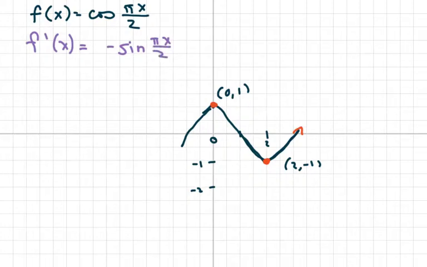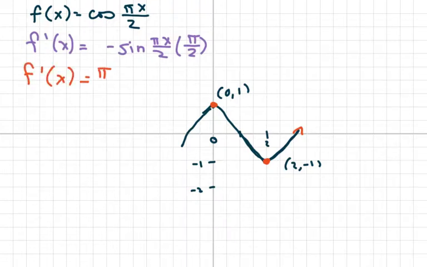Then I have to take the derivative using my chain rule of the inner function, which is just pi over 2, because that's your constant. And so our derivative is negative pi over 2 times sine of pi x over 2. So we're going to evaluate at 0 and 2, because these are my extremum.